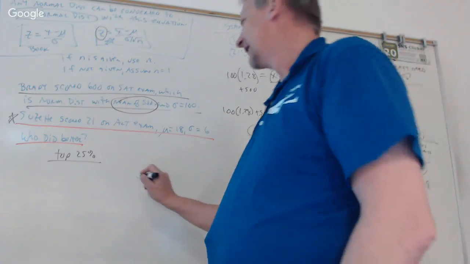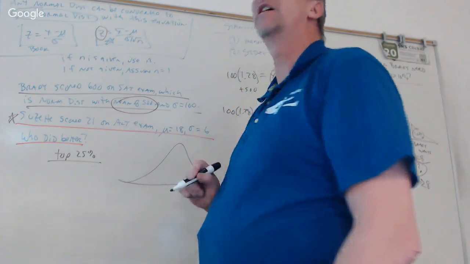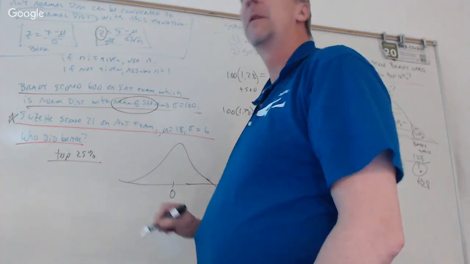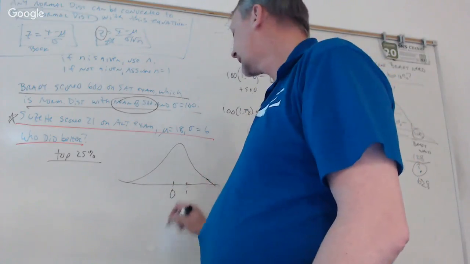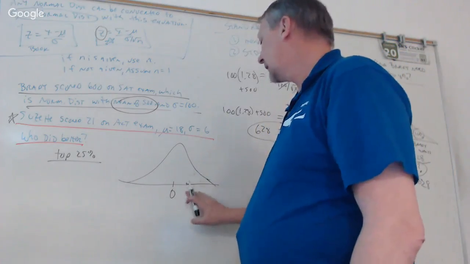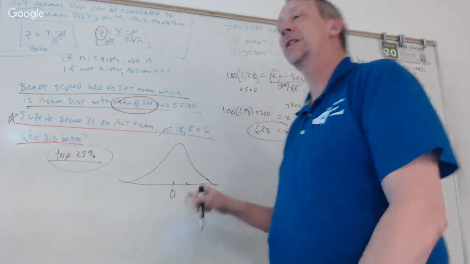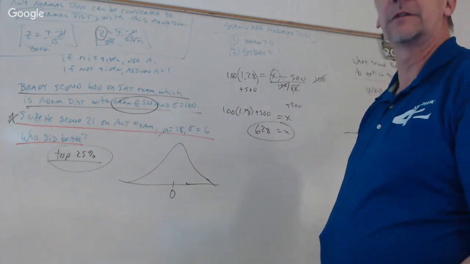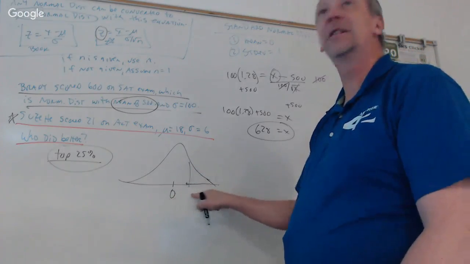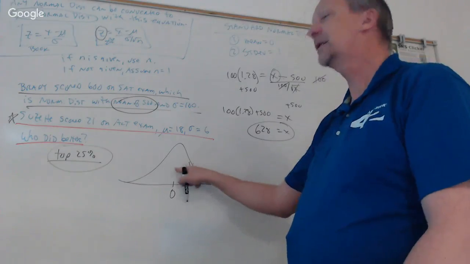Draw it out. We're going to draw a bell curve, right? What's the mean of my bell curve? 0. But my standard deviation is 1, right? I don't really need that here, but I want the top 25%. So how would I represent the top 25% on this bell curve? I'm going to draw a line here on the right side of 0, right? So I want 25% here, and that means how much is over here?